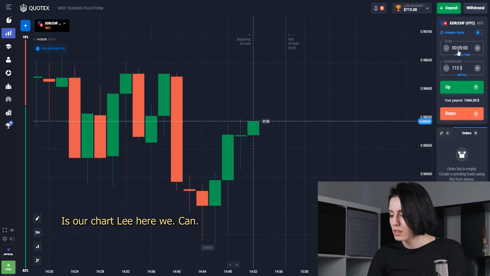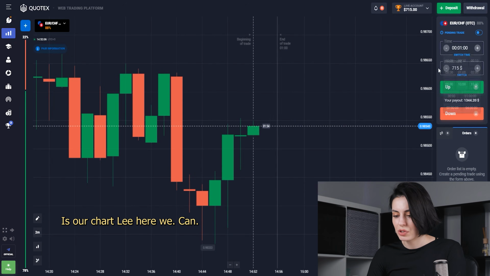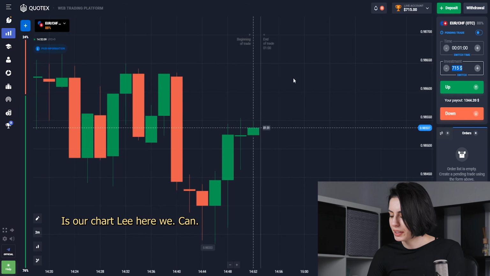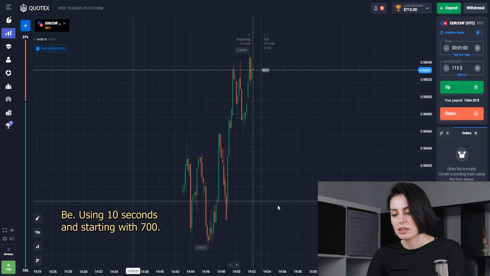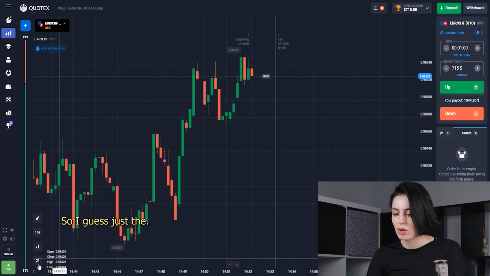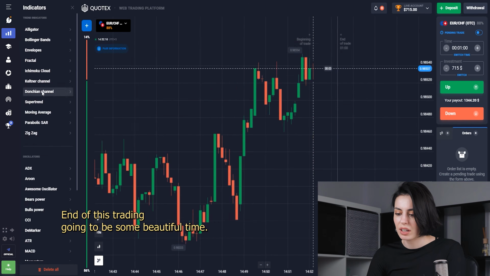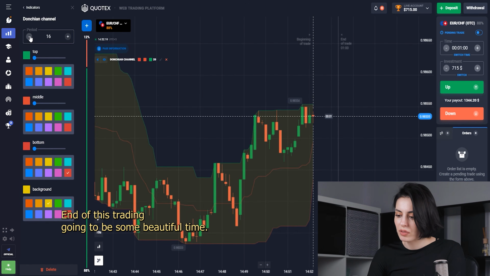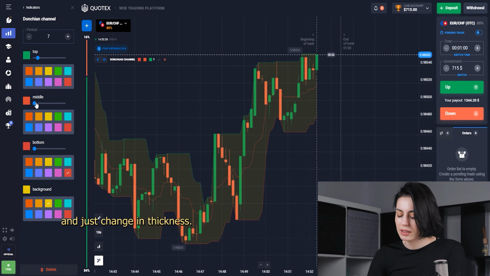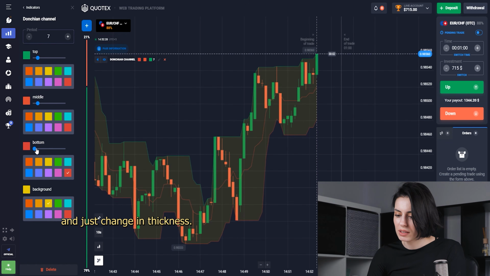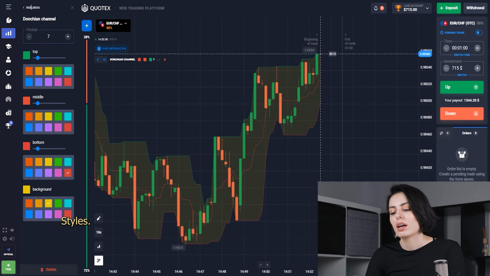And this is our chart. Here we're going to be using 10 seconds and starting with 700. So I guess the end of this trading is going to be some beautiful sum. And Donchian Channel, set the period at 7, and just changing all the thickness and styles.